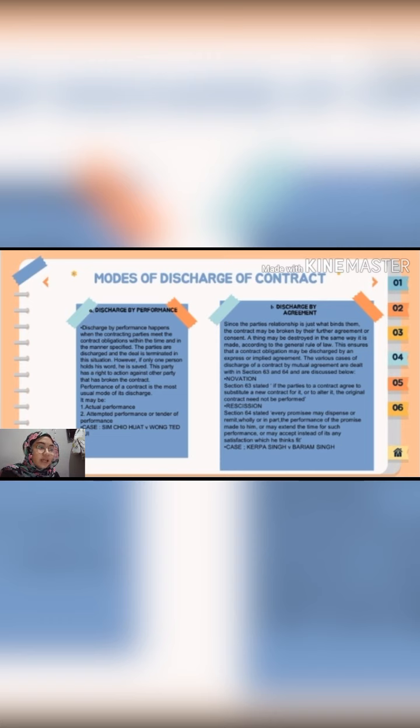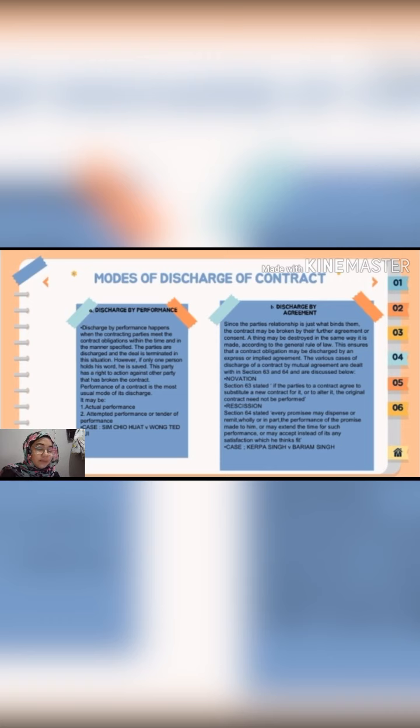For example, Miss Alia ordered a cake from Miss Sarah, to be delivered on a specific day. Miss Sarah must apply to Miss Alia to appoint a reasonable place for the purpose of receiving the cake, and must deliver it to her at that place.